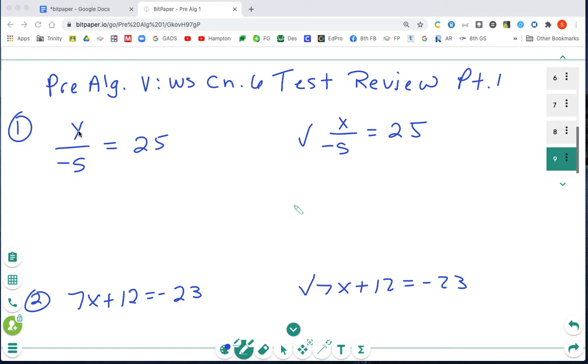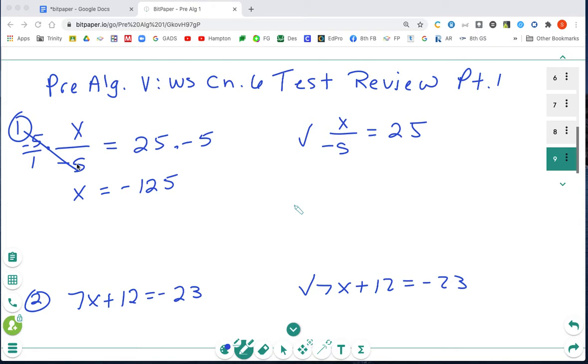So is the variable on the left? It is. What math operation is it? It's division. What's the opposite of dividing by -5? Multiplying by -5. So we're going to do brother-sister rule and multiply on both sides. The -5's cancel out. X is equal to -125.